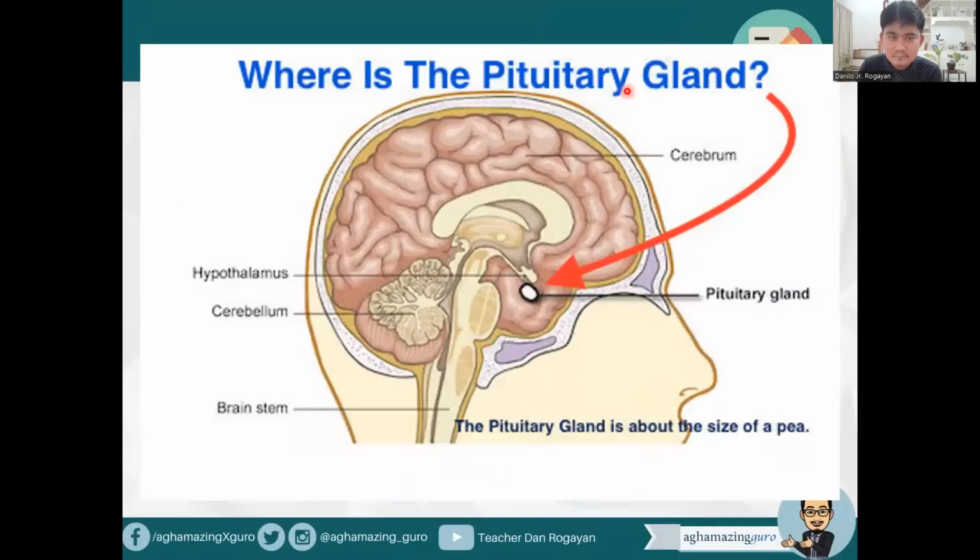Let's proceed. So, where is the pituitary gland? So, you can see it. You can see that particular gland here, no? So, which is considered as the master gland. So, the pituitary gland is about the size of the. So, pag nakita sa board exam, how big is a pituitary gland? It's actually about the size of the. Hindi natin alam, di ba?